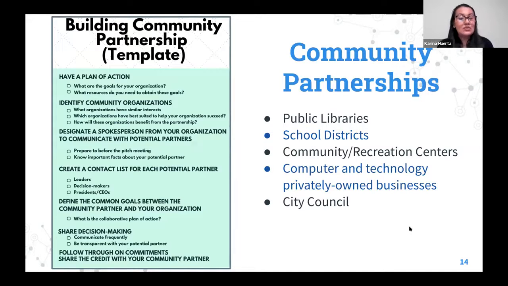Define the common goals between the community partner and your organization. So that means finding out more details about this potential partner. What are their goals, missions, and values? And so once you've connected with an organization, share decision-making, communicate frequently, be transparent, and most importantly, share the credit. If something goes well, make sure to also give the credit to those who worked with you.